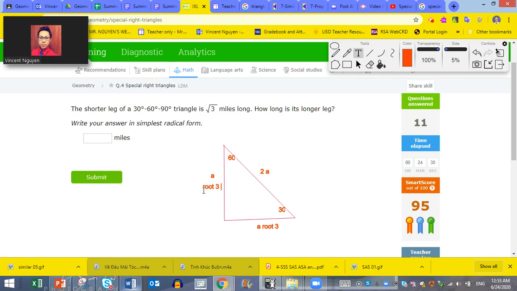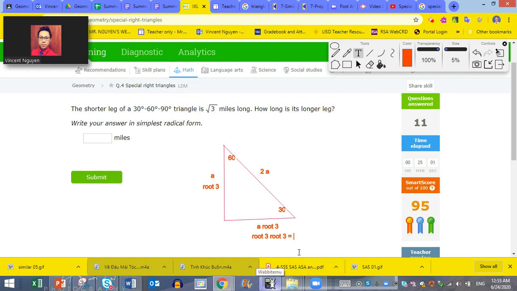All right, now we're looking for the longer leg. So I'm going to plug it in. Notice this one already has a root 3, and this A is actually a root 3. So if I take root 3 and substitute it in for A, it's going to look funny, but it's correct. It's going to be root 3 times root 3, because the root 3 is already in my formula, and A is actually another root 3. So what is root 3 times root 3?